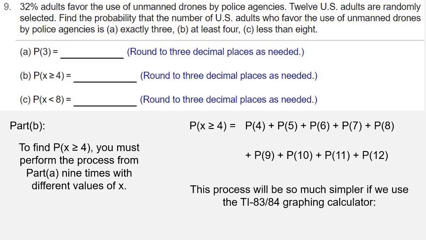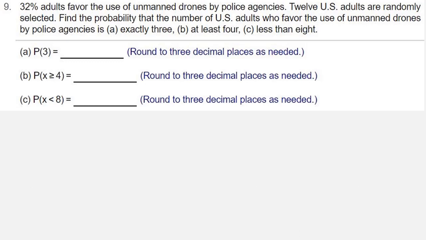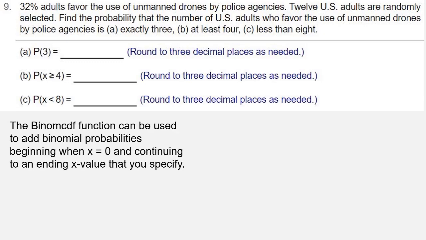We're going to use the TI-83 or TI-84 graphing calculator because it has a built-in function that's going to help us out quite a bit. That built-in function is called the Binomial Cdf function. So what the Binomial Cdf function does is it adds probabilities. It always starts when x equals 0. And then it's going to add x equals 1, and then x equals 2. And you have to tell it where to stop.